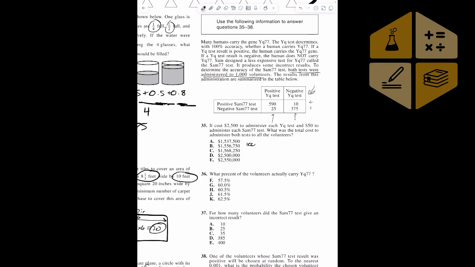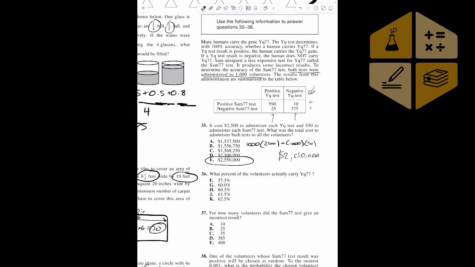So 1,000 times the cost of the YQ test, which is $2,500, plus 1,000 times the cost of the SAM test, which was $50. And let's just put that in a calculator. So 1,000 times 2,500 plus 1,000 times 50, and I get $2,550,000 is the total cost, and that is answer choice E for 35.